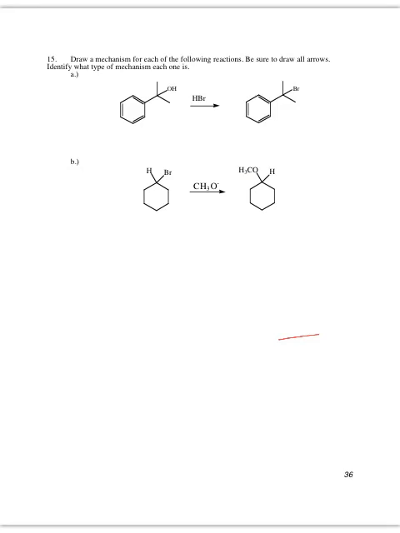And then the last one here, draw a mechanism for each of the reactions and show what type of mechanism each one is. This is a tertiary leaving group in the first one, so it needs to be an SN1. The second one, SN2. So in the first one, we don't have a good leaving group, so we need to have the OH get protonated, and then it can leave, forming the cation. And then the Br minus can add to that to form our answer.